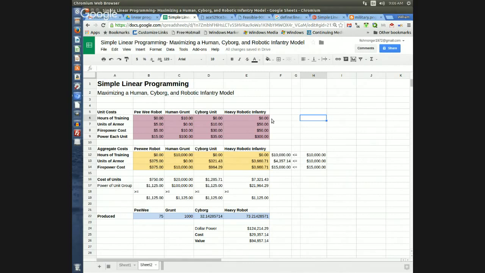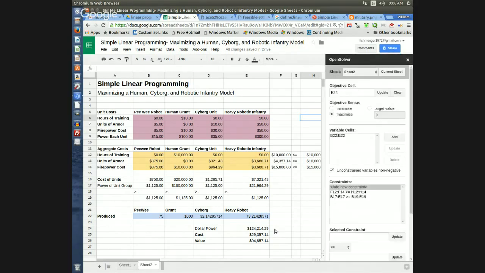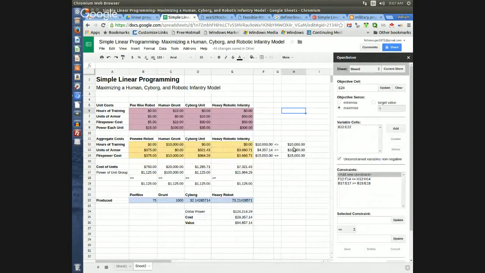All right, so now let's look at the add-on for this model, which I like to use, OpenSolver. And right now I'm going to show you, we're going to see how we can maximize the hours of training, units of armor, and firepower cost. And so I'm going to take this one off, right? And this one off. Delete.